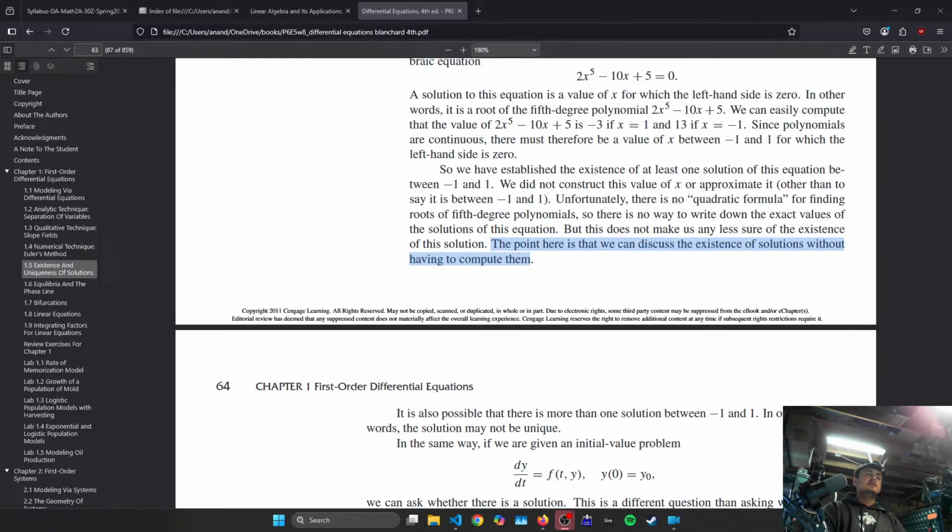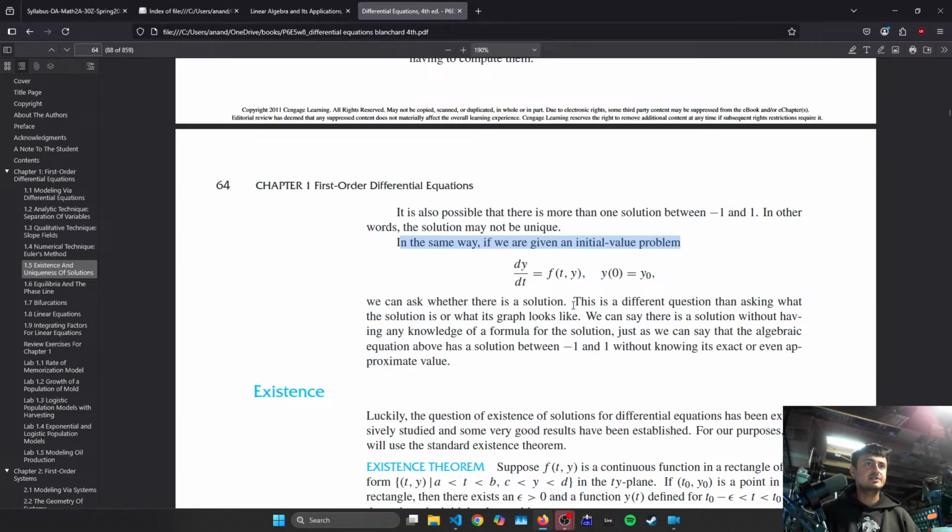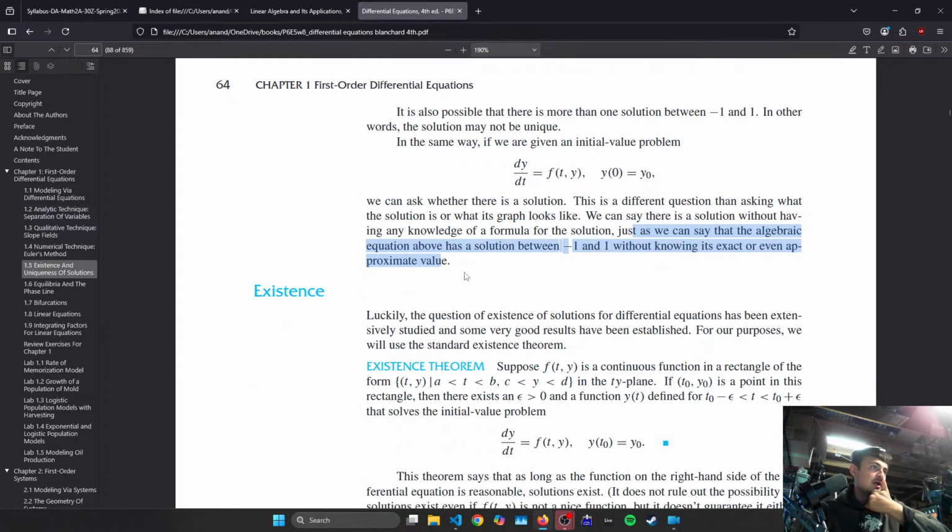It is possible that there is more than one solution. It is also possible there is more than one solution between -1 and 1. In other words, we may not have a unique solution. In the same way, if we are given an initial value problem, we can ask whether there is a solution. This is a different question than asking what the solution is or what the graph looks like. We can say there is a solution without having any knowledge of a formula for the solution, just as we can say the algebraic equation above has a solution between -1 and 1 without knowing its exact value or approximate value.